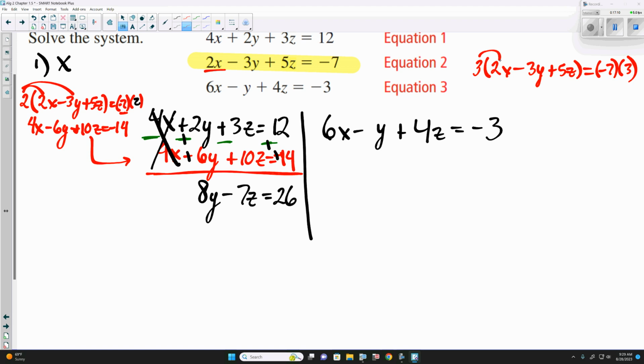So if I distribute the 3 through, 3 times 2x is 6x. 3 times negative 3y is negative 9y. 3 times 5z is plus 15z. And negative 7 times 3 is negative 21.